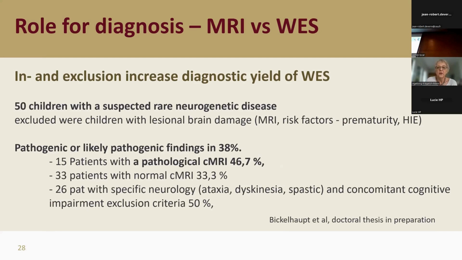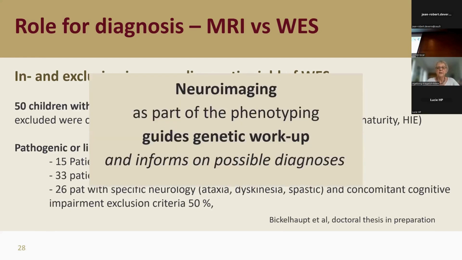It was atrophy or myelination disorders, things like that. But in such a situation, diagnostic yield was nearly 50%, nearly as high as the other important point when you had clear neurology. That means that neuroimaging as part of the phenotyping guides genetic workup and informs on possible diagnosis. But this is probably a point we can discuss afterwards.